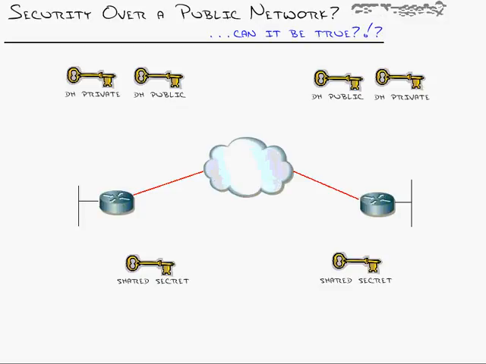I mean, how is it possible to get true security over a public network when you have to send those encryption keys to each other where anybody could grab them? Well, here's the idea. The way VPNs work is through a combination of security keys.